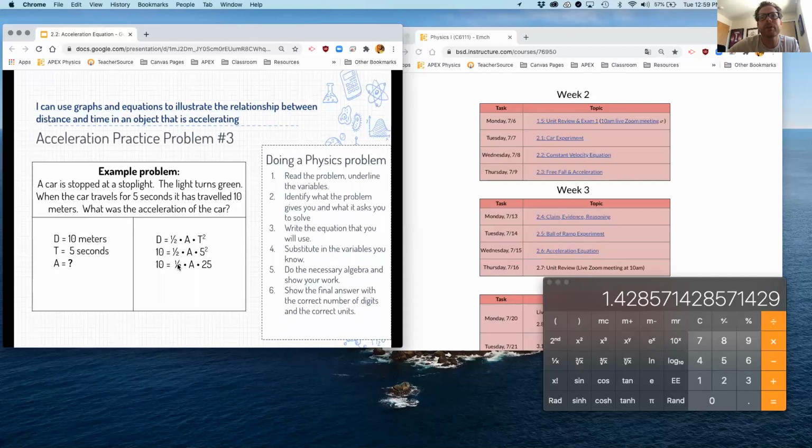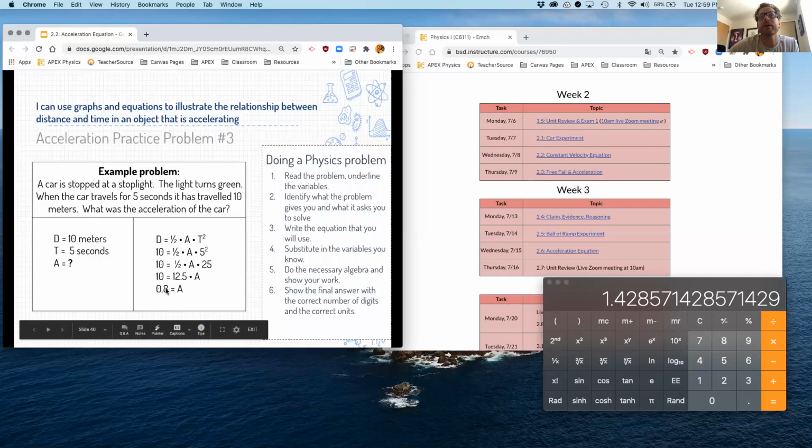Now what I'm going to do is multiply 1/2 times 25 to kind of put those together on the right side, and that's 12.5. So 1/2 times 25 is equal to 12.5. Now I'm going to divide both sides by 12.5. That will get rid of it on this side and give me 0.8 on this side, and that's my acceleration.